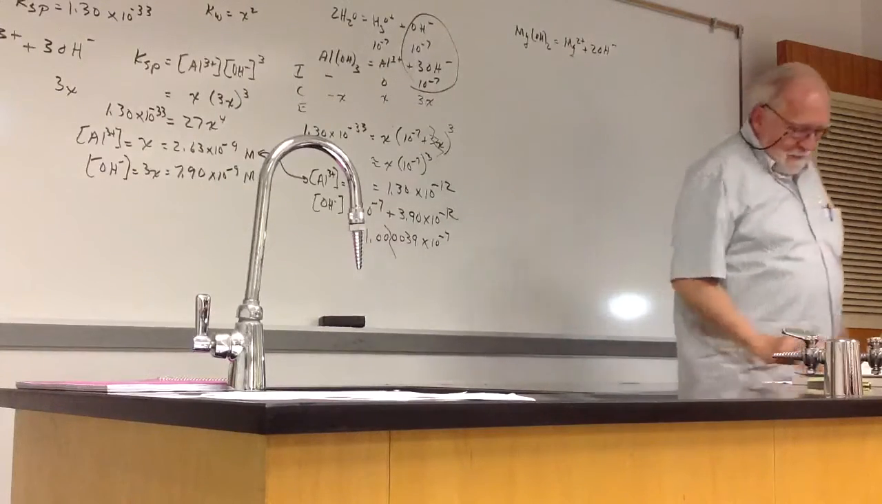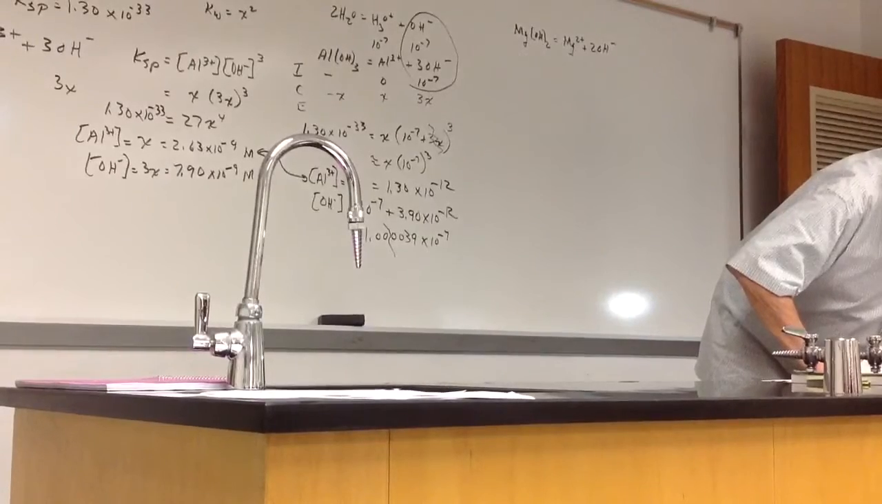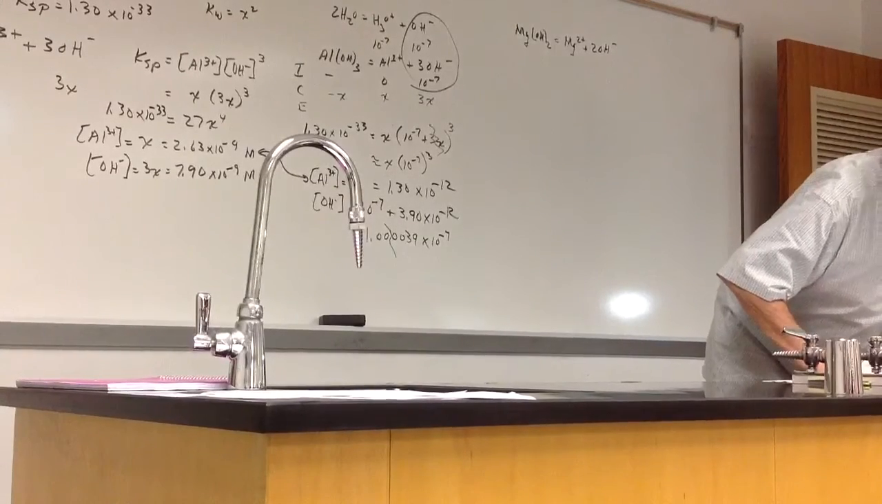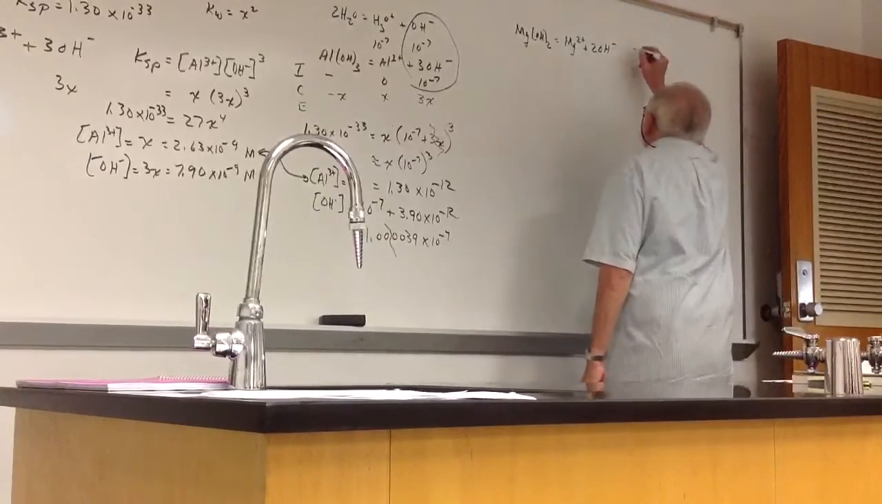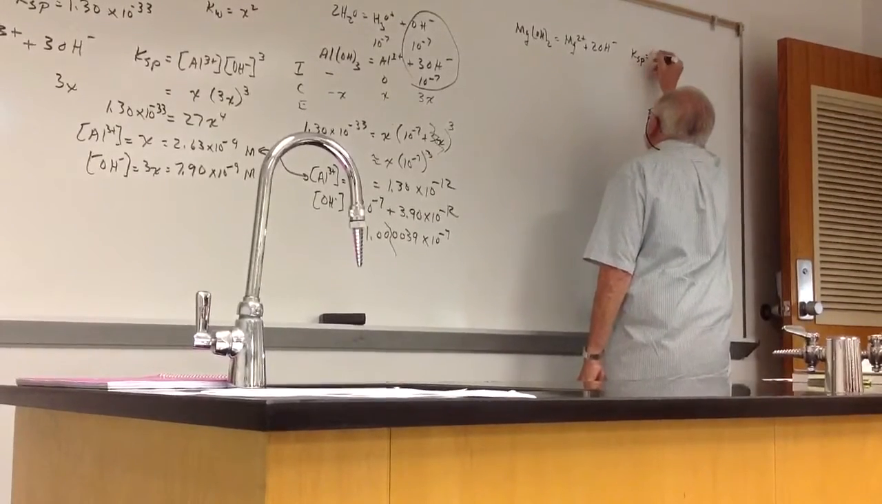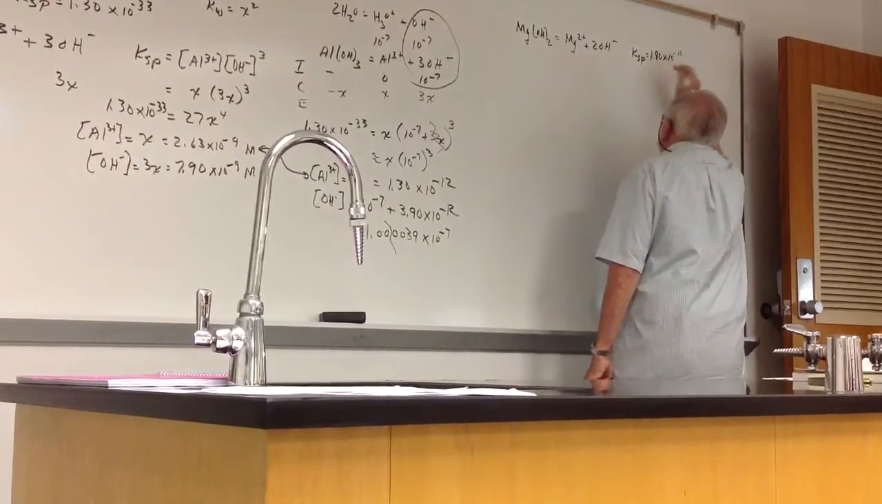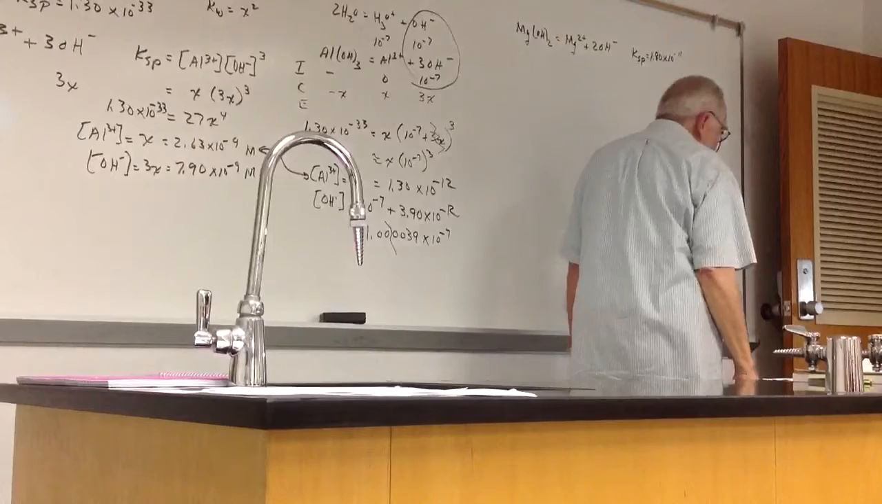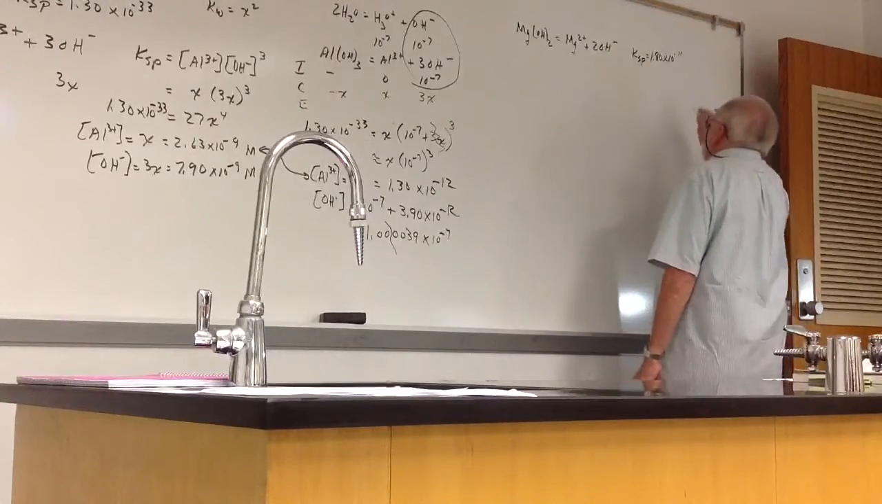I look for the Ksp for magnesium hydroxide, and it says 1.8 times 10 to the minus 11. As I said, you're supposed to give one more digit than that, so you're sure to give me more significant figures.